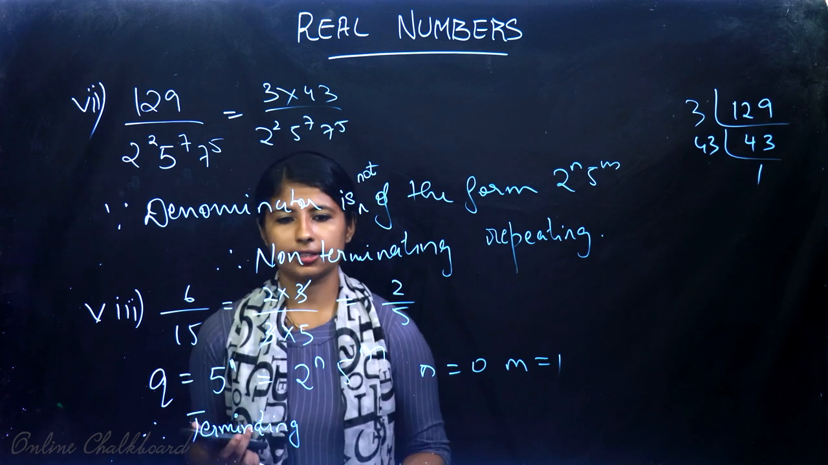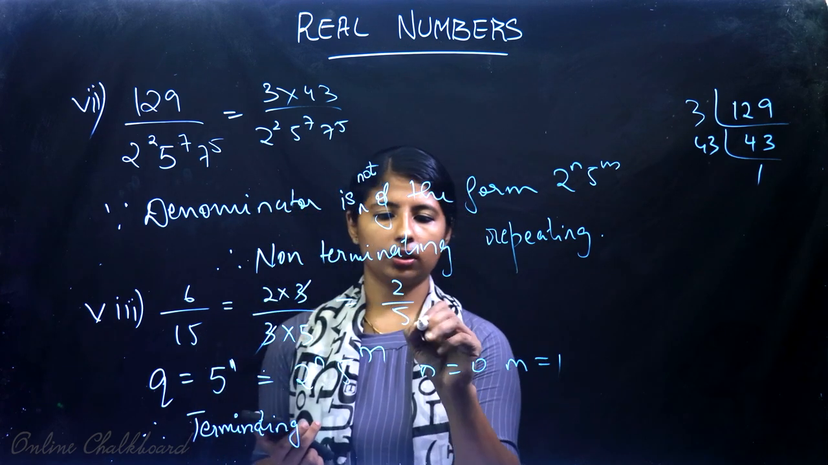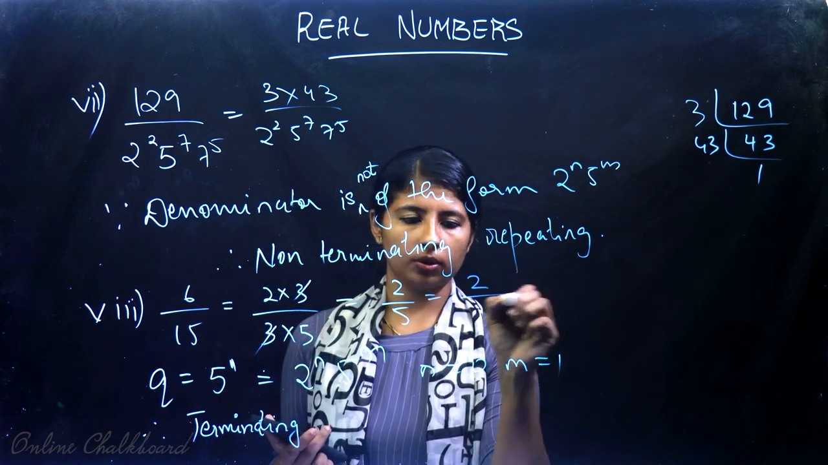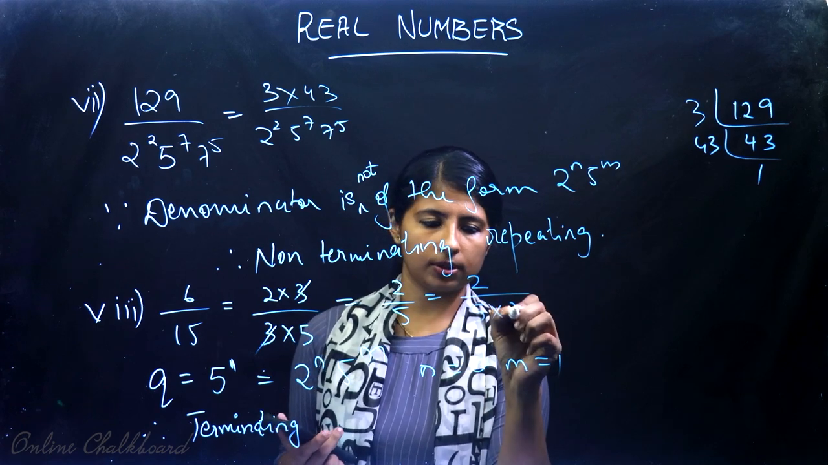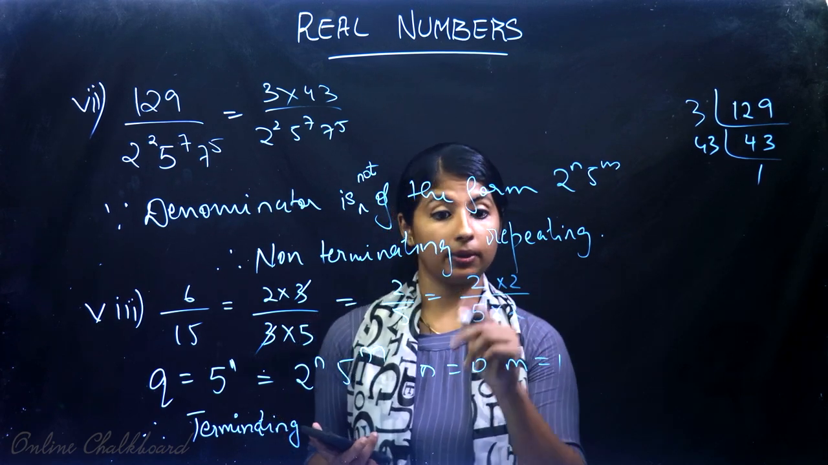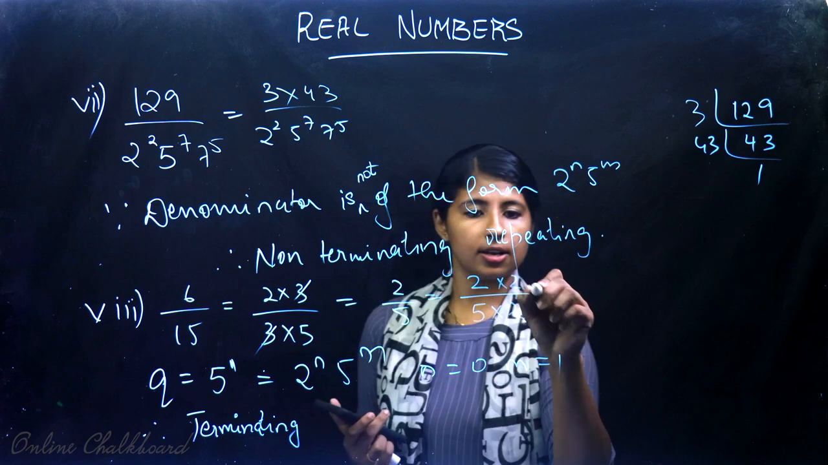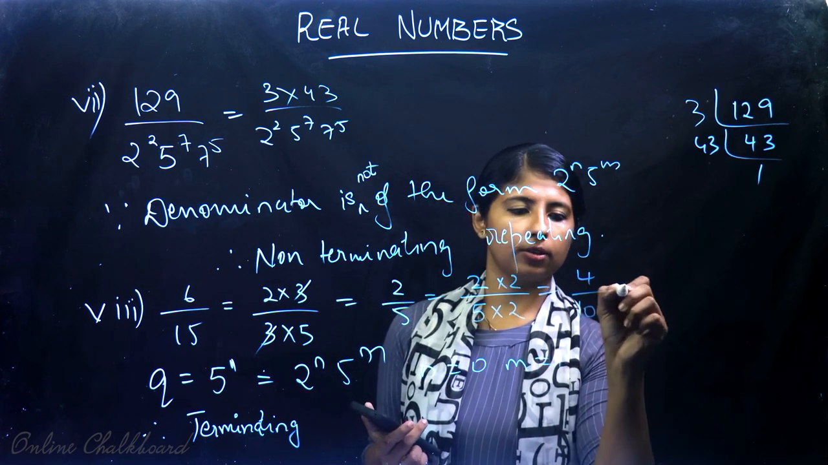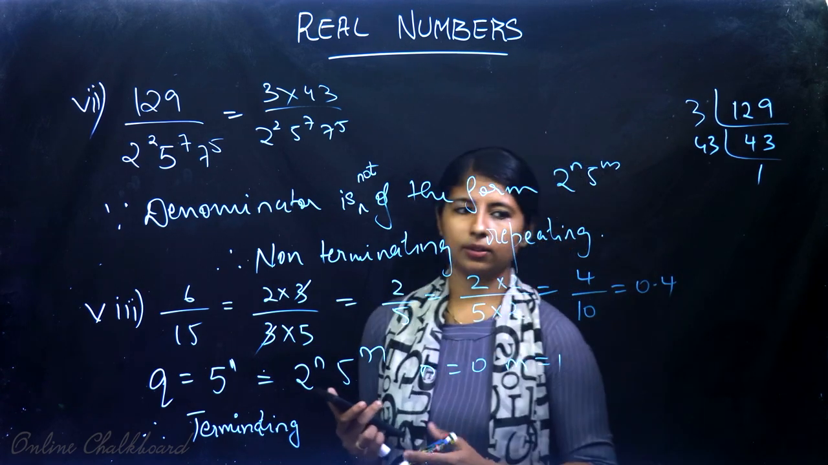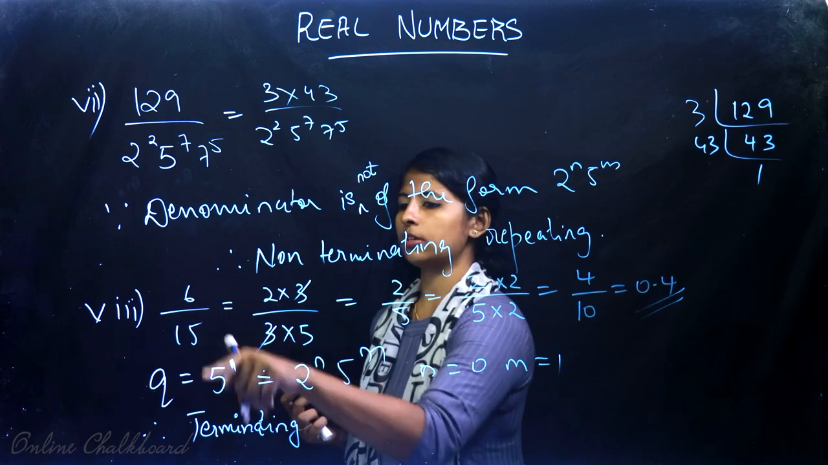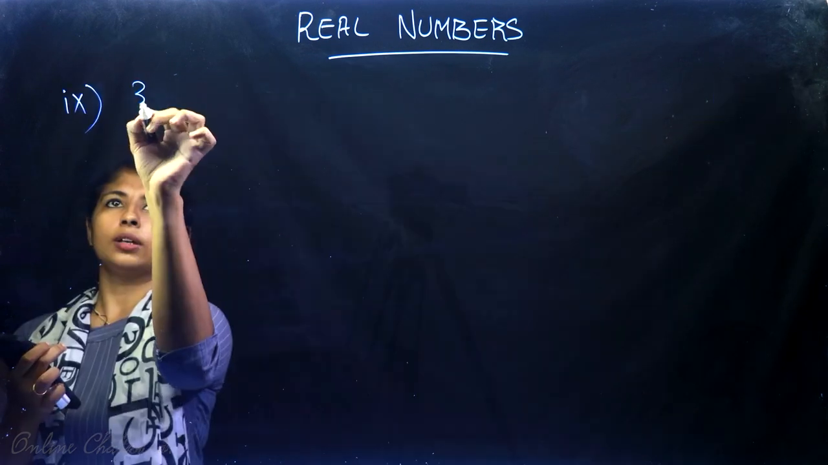Now we need to find the decimal expansion. Here, the denominator has 5 to the power 1 and 2 is missing, so that the denominator can become a power of 10. 4 by 10, that is equal to 0.4. So this is the decimal expansion of 6 by 15.